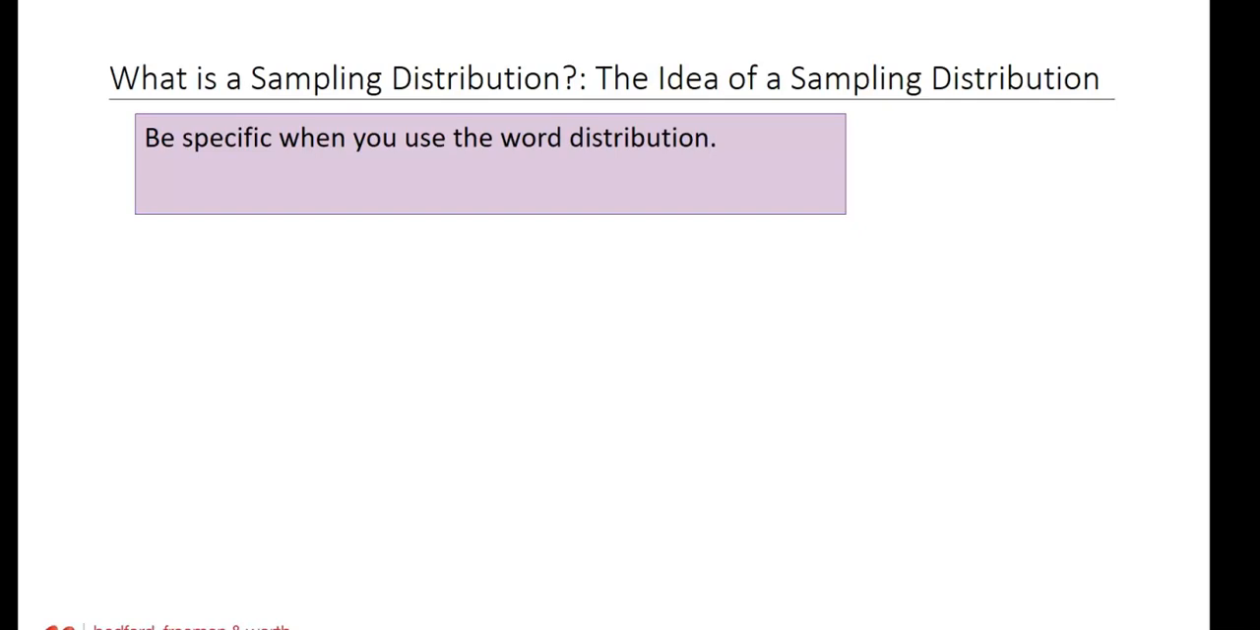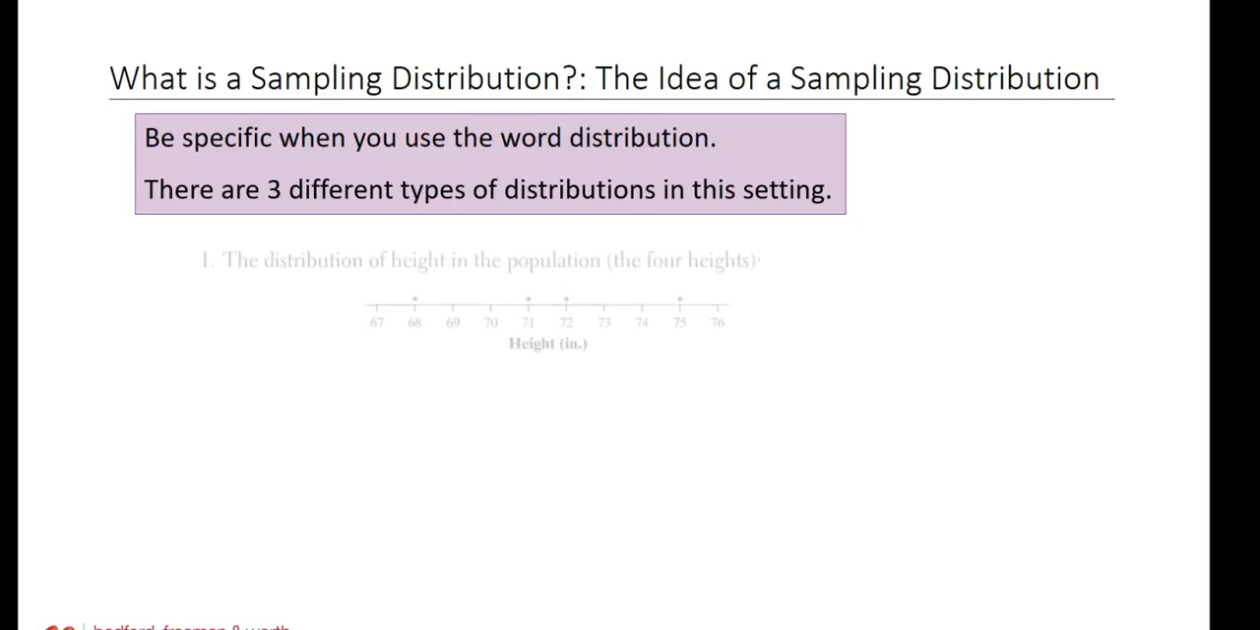Be specific when you use the word distribution. There are 3 types of distribution. So one type is just the distribution of height in the population. In this case, there were 4 in the population. That's the distribution of height of the population.